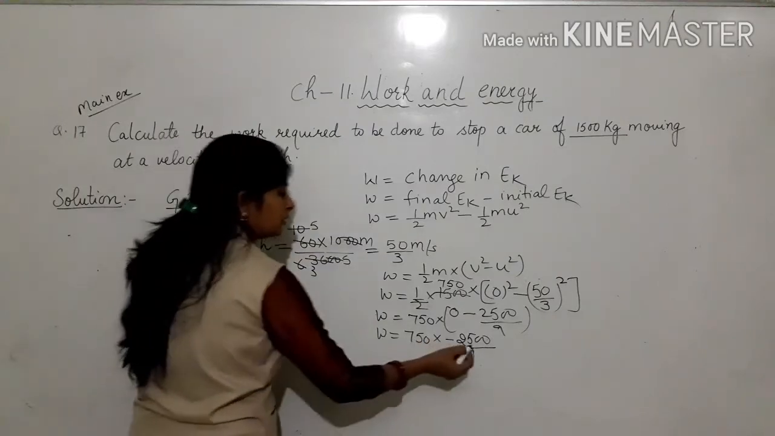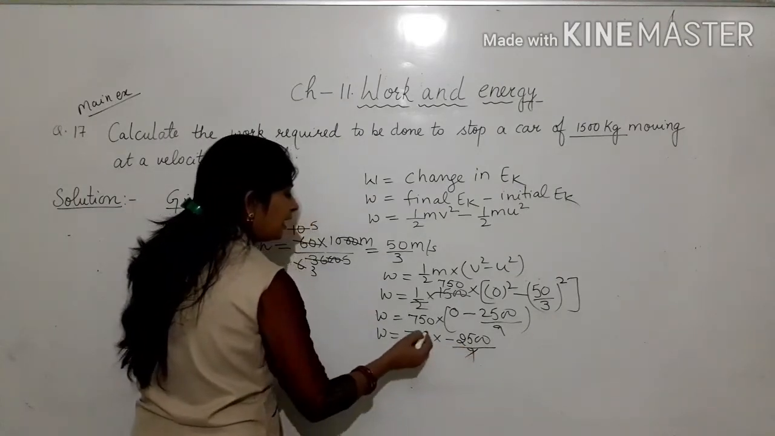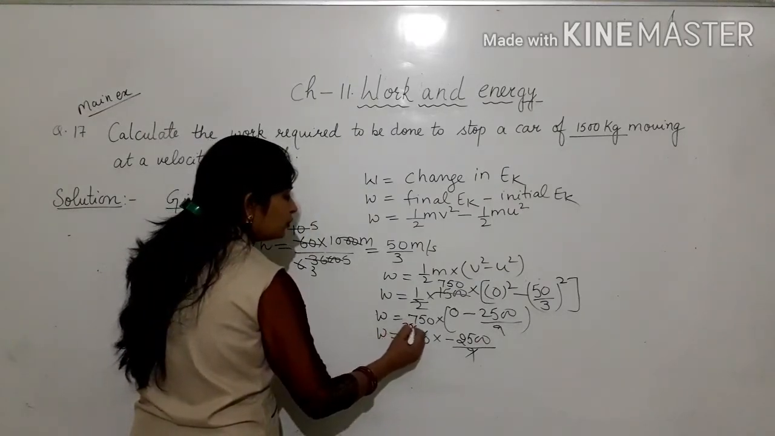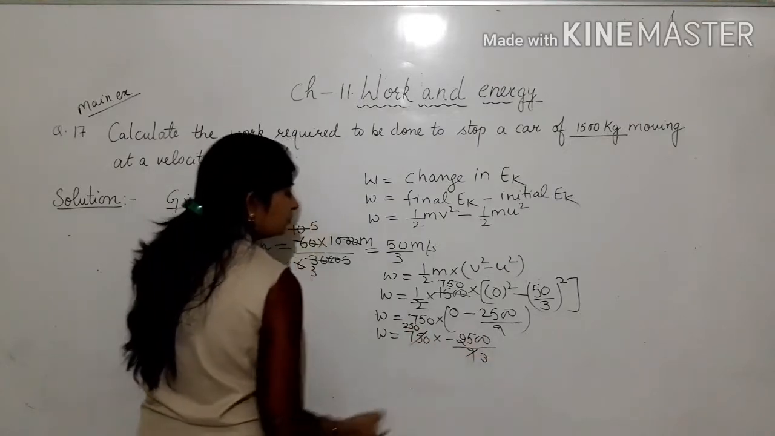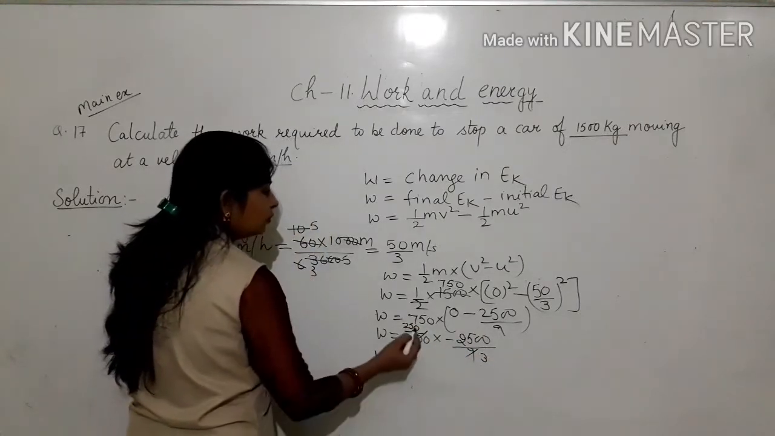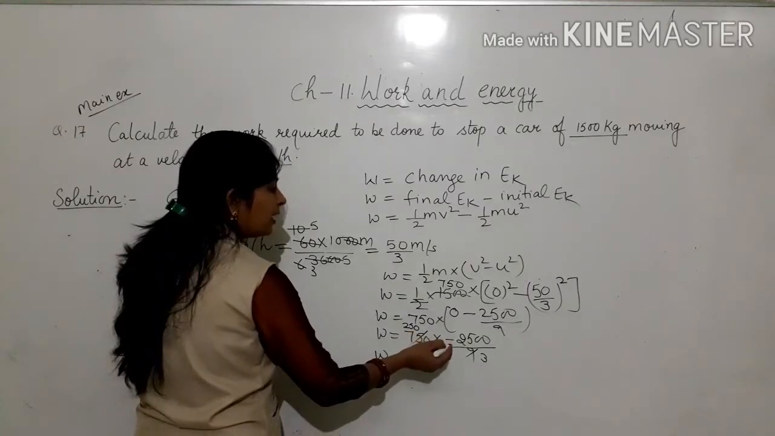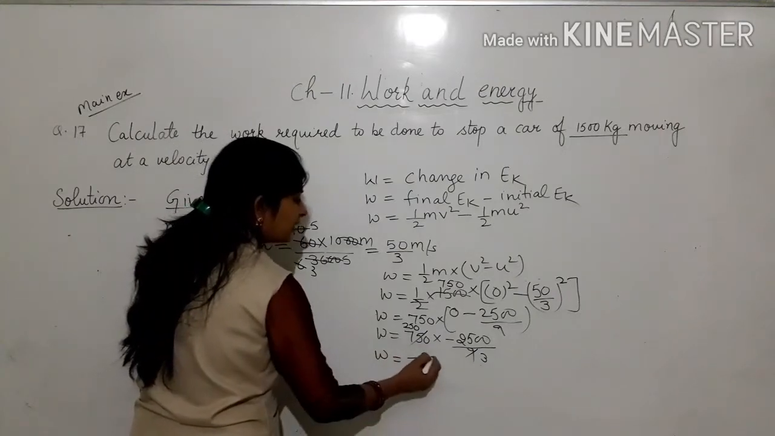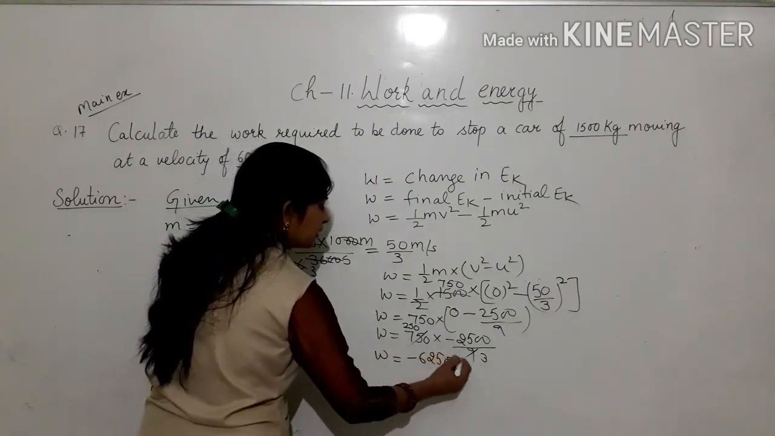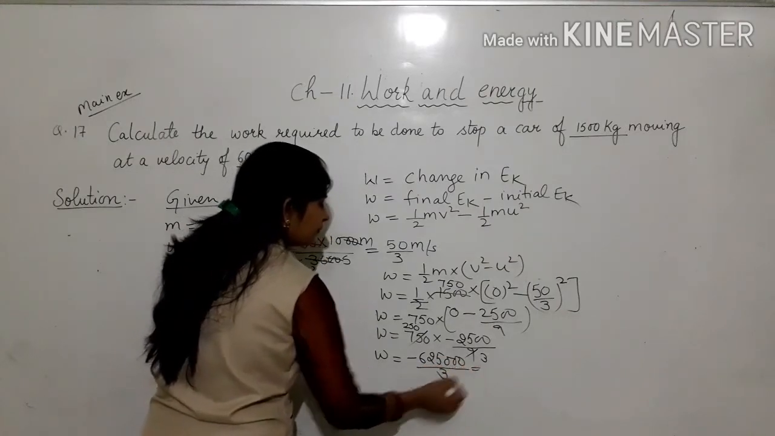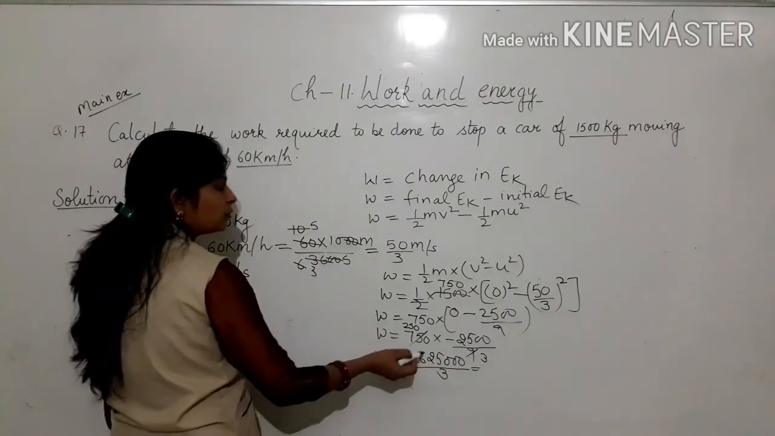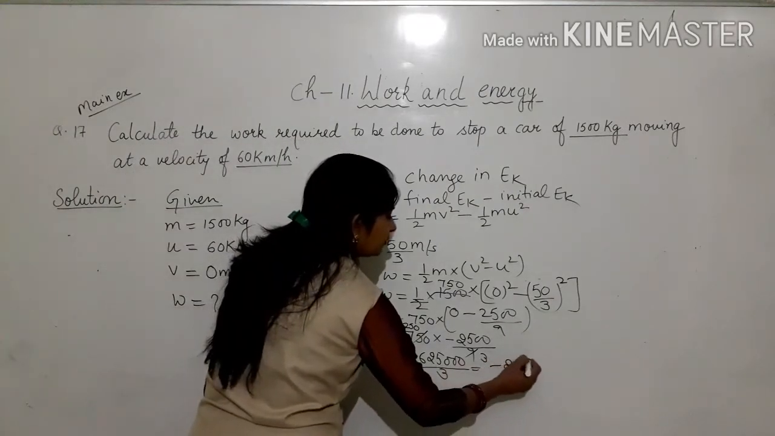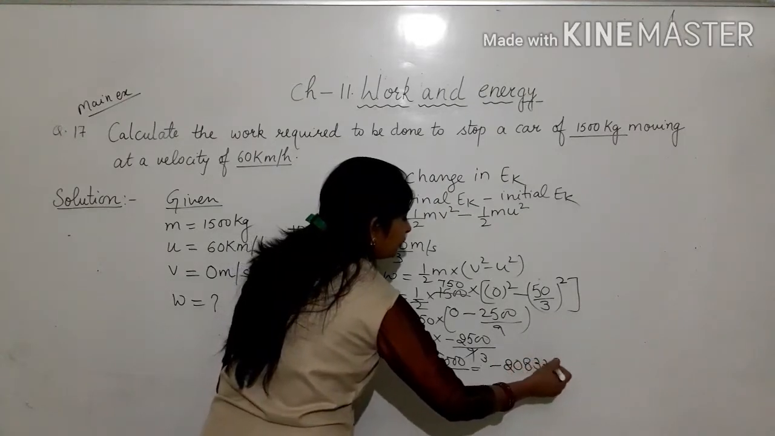Now divide 9 and 750 by 3. We will get 250 and here 3. W is equal to 250 into minus 2500. We will get minus 6,25,000 upon 3. Now divide minus 6,25,000 by 3. We will get minus 2,08,033.3 joules.